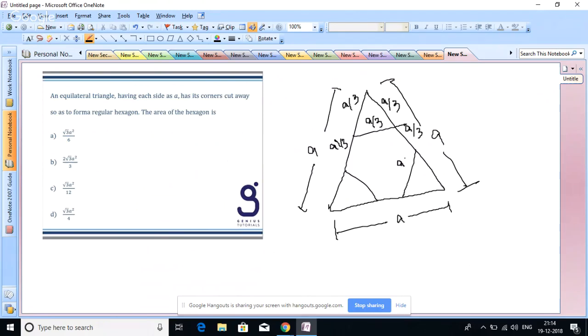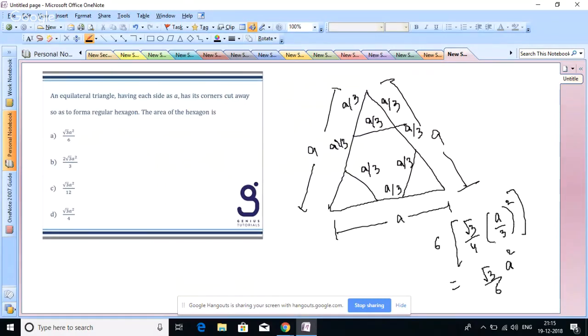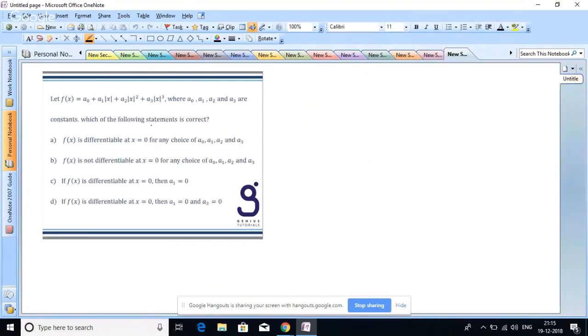Okay, that means the side of this regular hexagon will be A by 3, and we know that the area of a regular hexagon is root 3 by 4 into (A by 3) square. So this would be your final answer. You just solve it and you will get root 3 by 6 of A square. And this is an option. This is A option. So this is your correct answer. Okay. Let's move on to the next question.